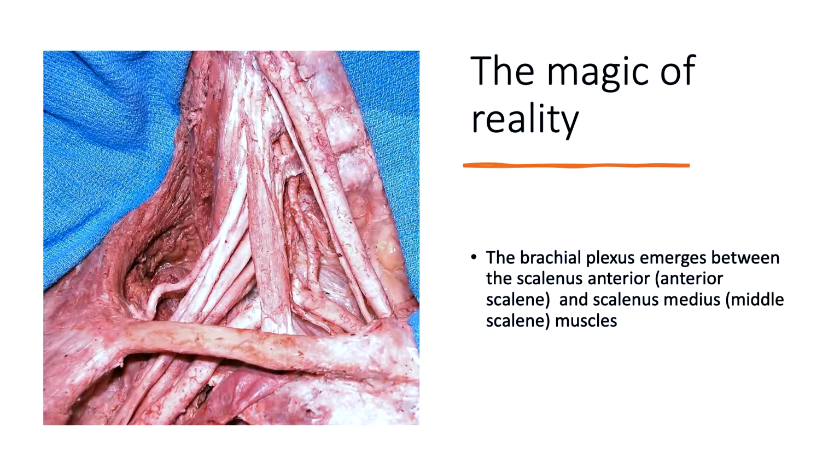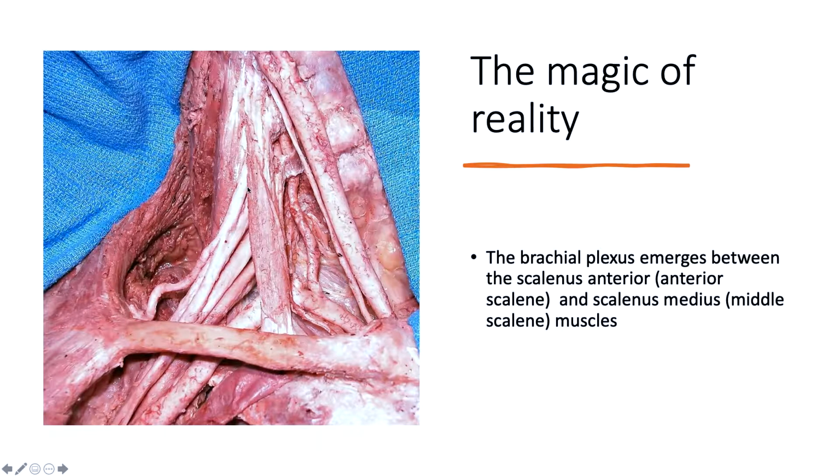So talking about the anatomy that is essential in the brachial plexus, obviously we have to recognize that the plexus emerges between the two scalenes, anterior scalene and the middle scalene. So here is the plexus. This is a dissection I did years ago when I was more patient.